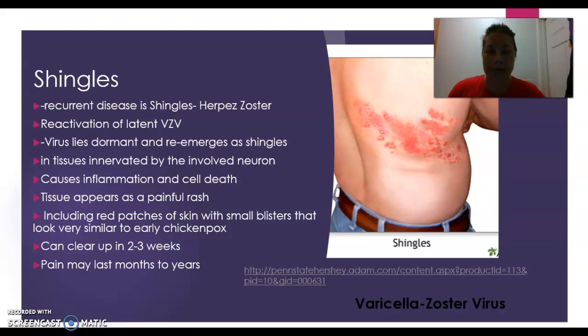With this image here, the tissue appears as a painful rash. It includes red patches of the skin, small blisters, and it looks very similar to early chickenpox. It can clear up in 2 to 3 weeks and the pain may last for months to years.